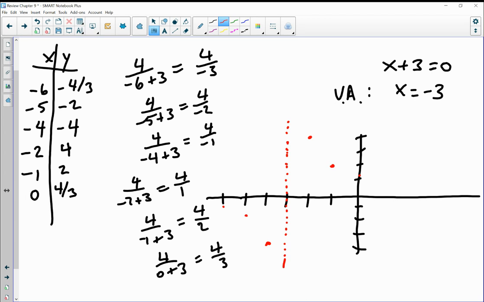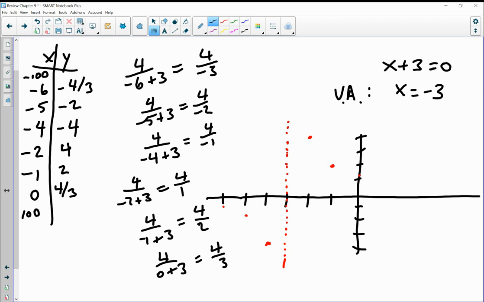Now we need to zero in on the horizontal asymptote. To make this a little more clear, we have to pick some extreme values going towards the left and going towards the right. I like to pick rather extreme values: going to the left, negative 100, and going to the right, positive 100. So let's plug these in, and this will help us narrow down the horizontal asymptote.